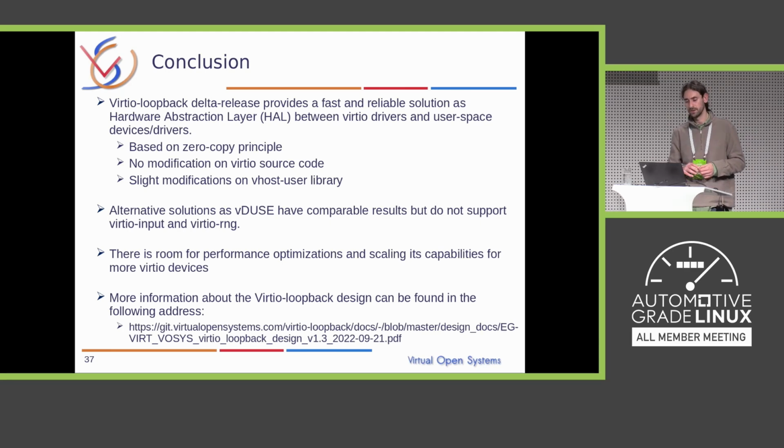Alternative solutions such as VIOS seem to have comparable results, but they do not support the input and RNG devices until now. And there is, as we already discussed, big room for optimization and scalability, with the capability for more Virtio devices. More information about this design and details you can find in the Virtio-Loopback design document found at the following address.